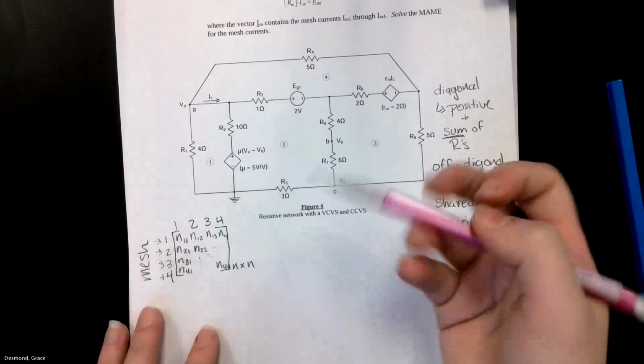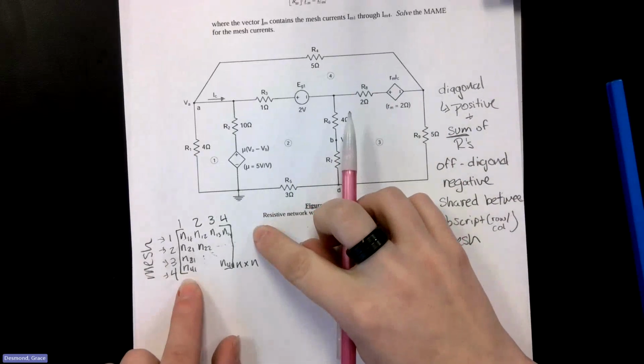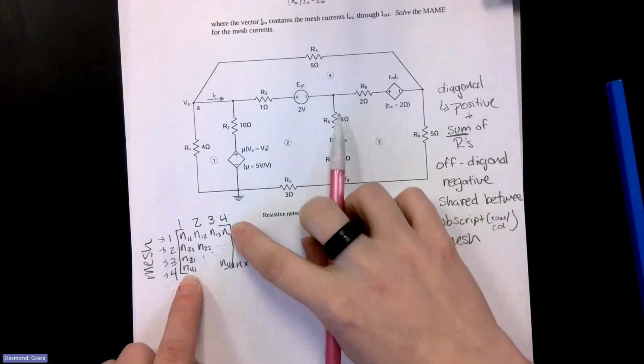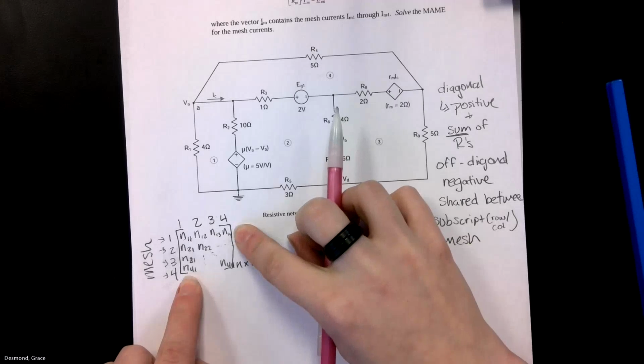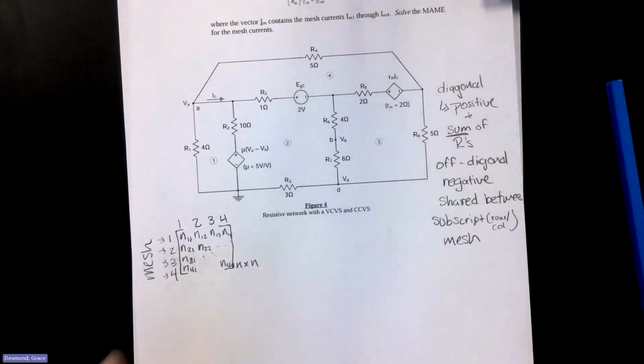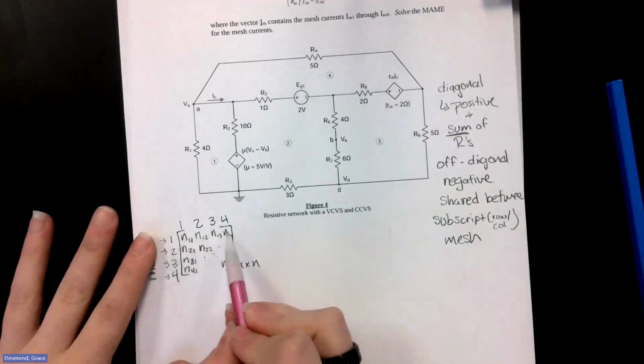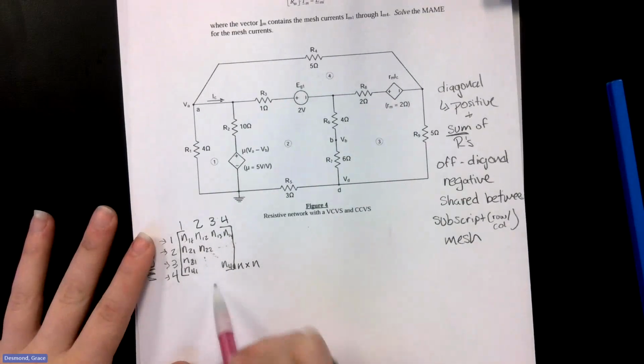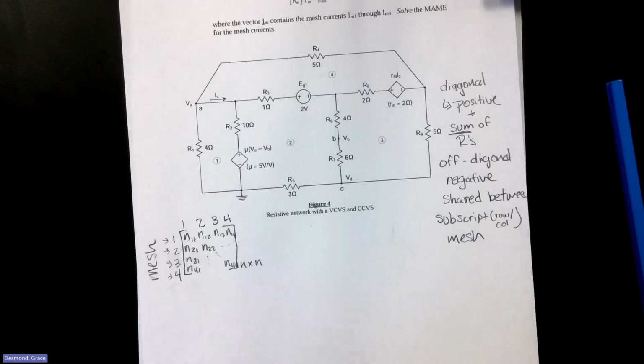Now, is N41 different than N14? No. So you only have to do this once, and then you can just flip it. The way I do it is I go across, and then I go down, across, down, across, down. I hope that makes more sense about how to fill in the resistive matrix.